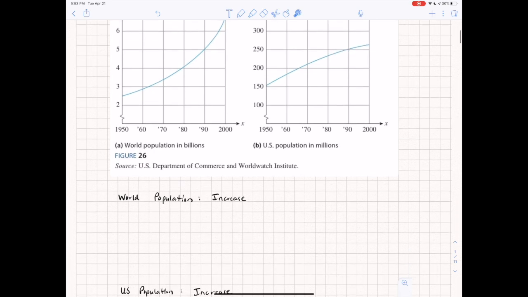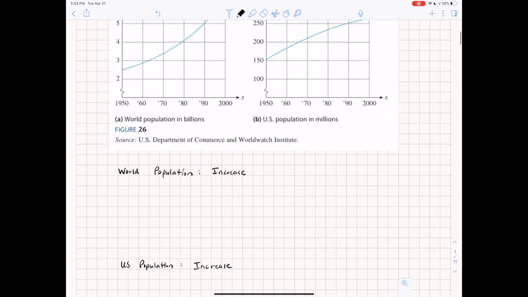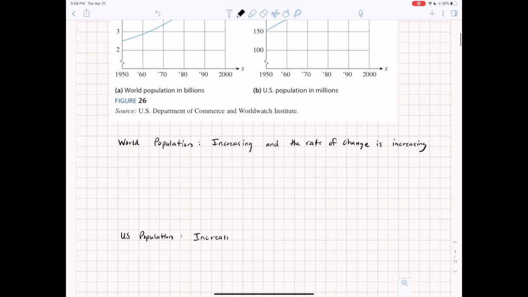And so I just want to write that. So the world population, it's increasing, and the rate of change is increasing. For the US population, the original function is increasing, but the rate of change, how that population is changing, is actually decreasing here because it's starting to flatten out.